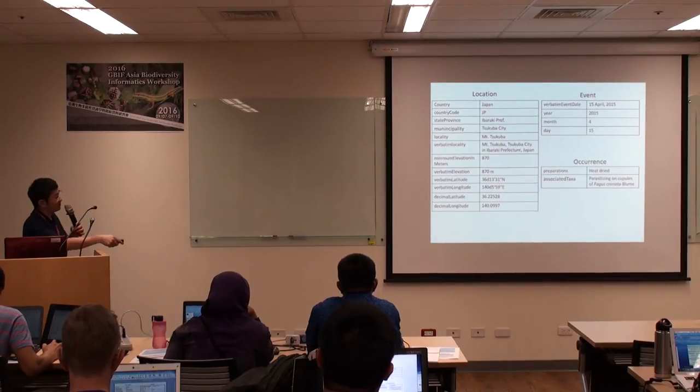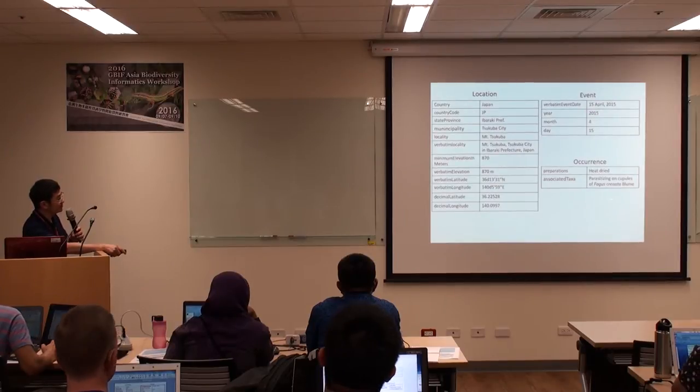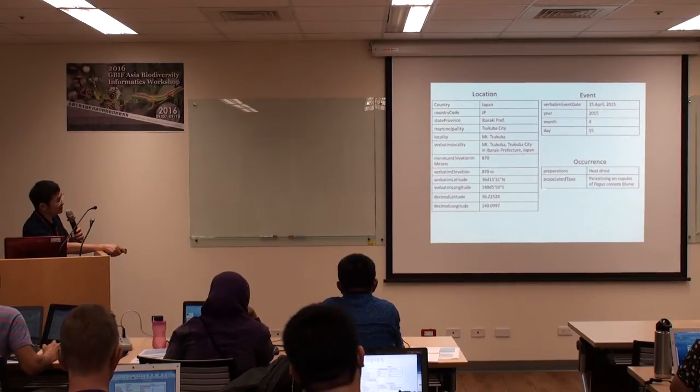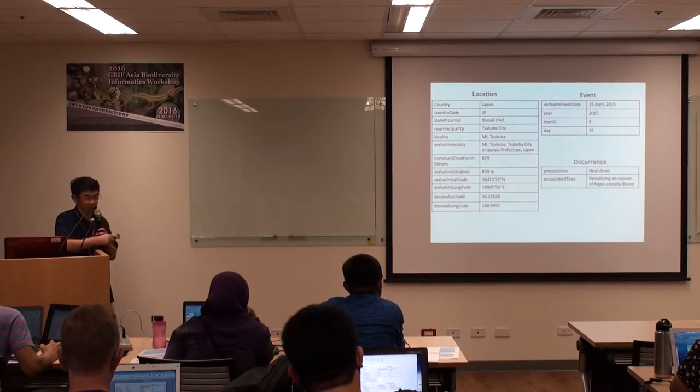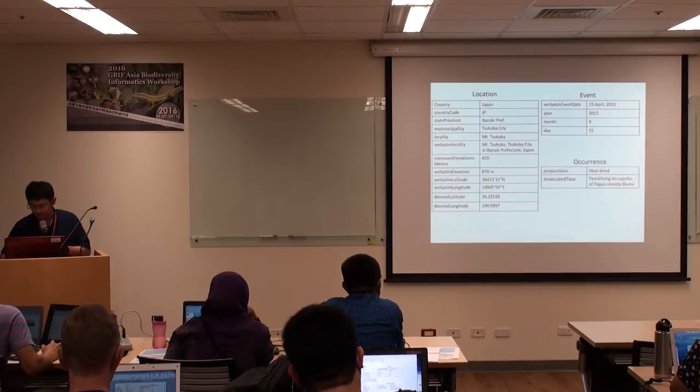Occurrence, preparations. It was heat, right? So heat, right? And also, we can add associated taxon in here. It was parasitizing on pupae of other species. So we can still keep this information as additional information about the specimen.